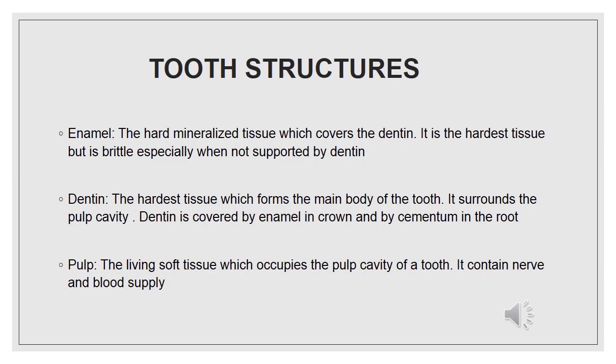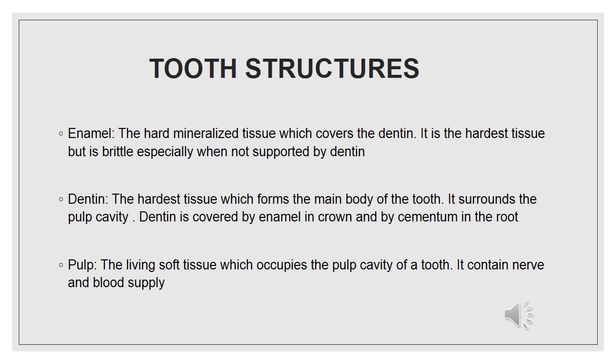Coming towards our second topic, tooth structures, which includes enamel, dentine, and pulp. What is enamel? Enamel is a very hard mineralized tissue. Why is it mineralized? Because calcium, phosphorus, and certain other minerals are present in the enamel. Enamel covers the dentine.